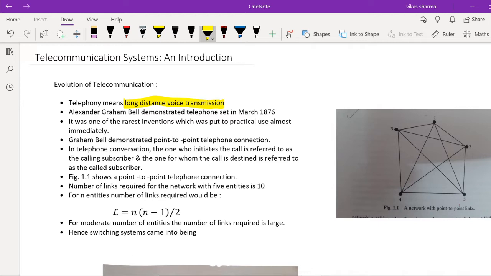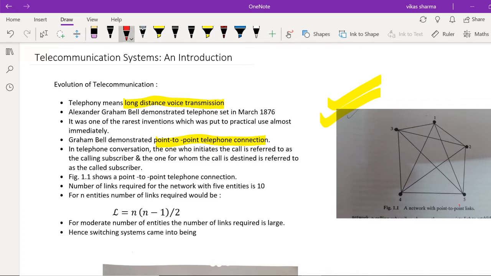Alexander Graham Bell demonstrated the first telephone set somewhere in the month of March in 1876, and it was one of the rarest inventions which was immediately put to practical use. The type of network which Alexander Graham Bell demonstrated was called a point-to-point network. This diagram illustrates a point-to-point network or point-to-point telephone connection.